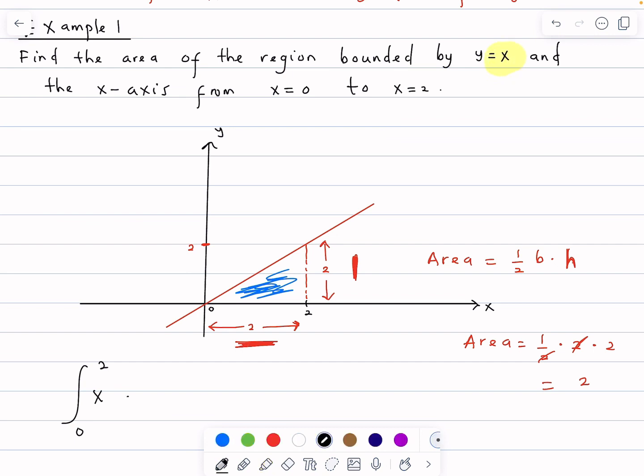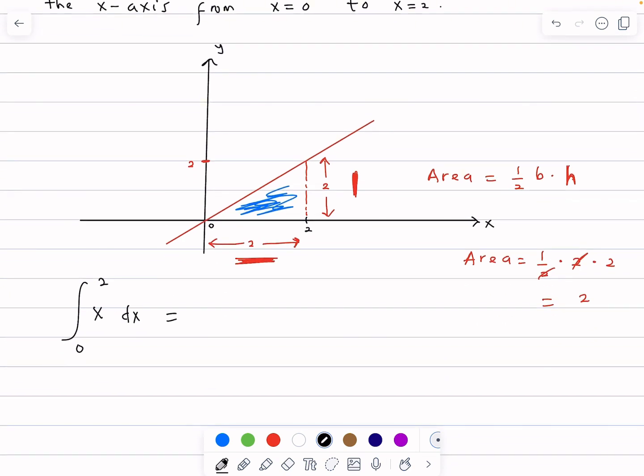So I have dx. If you compute this integral using the power rule, the power of the integrand is just 1, so you add 1 to the power. You have x squared divided by the new power, 2, and your integral is from 0 to 2. If you plug in 2, you have 2 squared over 2 minus 0 squared over 2, which is 4 over 2 minus 0. This is just 2, right?